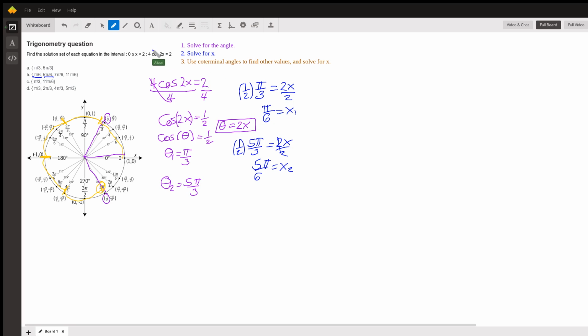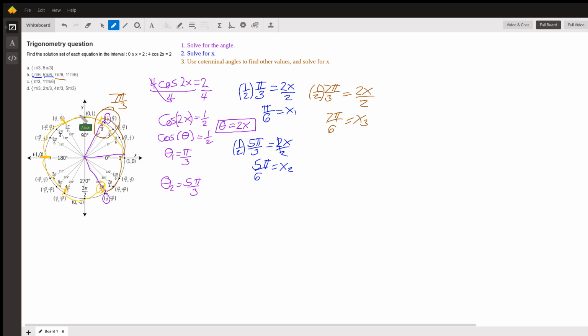So now we're going to use coterminal angles to find the other solutions. That is finding angles that if you keep revolving around the circle, you end up in the same place. So I stopped here at 5 pi/3. I'm going to keep going. 6 pi/3, 7 pi/3. So here we have 7 pi/3 is coterminal with pi/3. So if I say that 7 pi/3 is equal to 2x, divide by 2, multiply by 1/2, right? 7 pi/6 is equal to x, and that's my third solution for x right here.